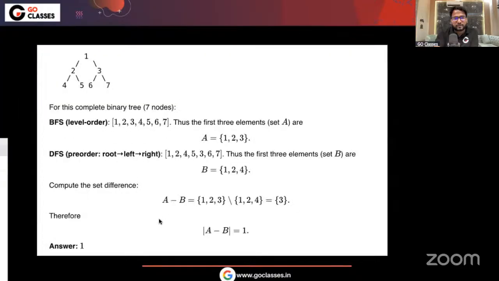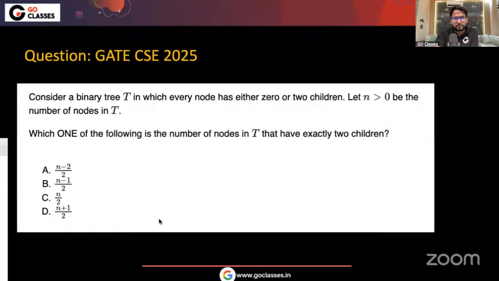Okay, this is BFS, DFS kind of question. Just a second. Yeah, let's do this. This has been asked very recently. What they are saying. Consider a binary tree T in which every node has either 0 or 2 children. So basically they are saying full tree, right? Which one of the following is the number of nodes in T that have exactly 2 children?